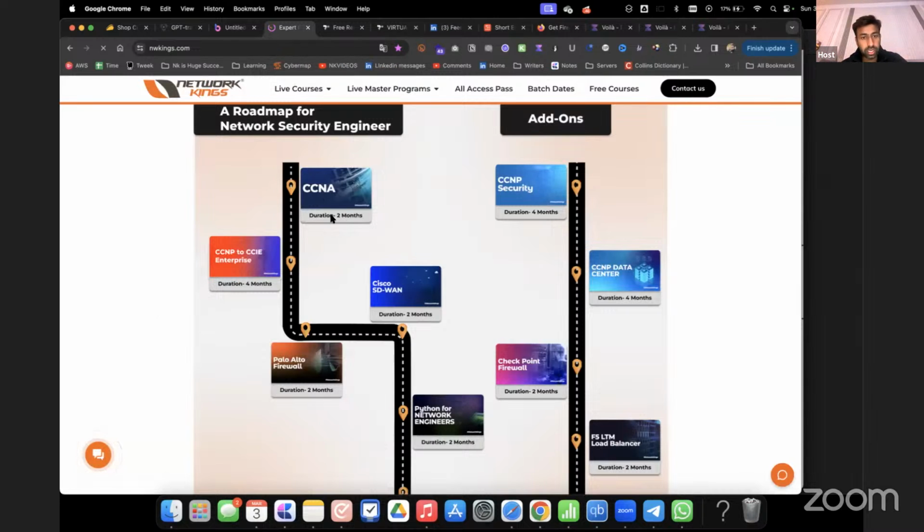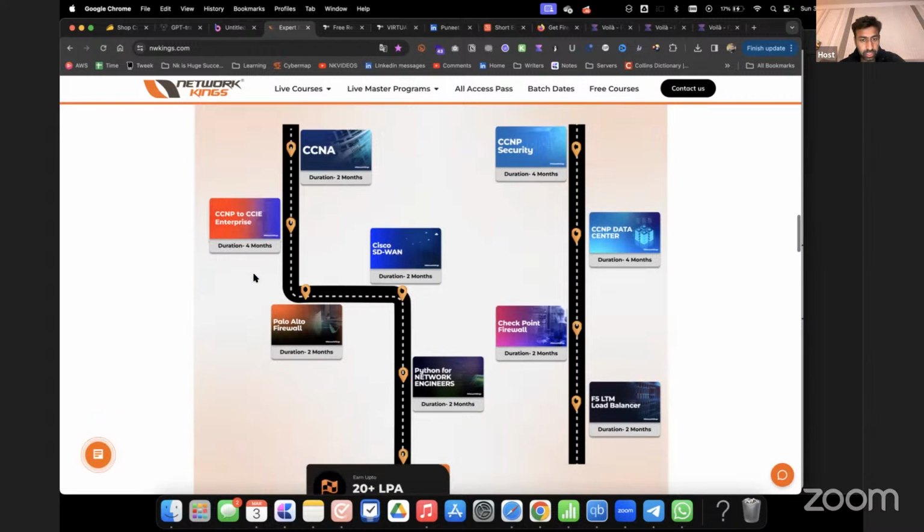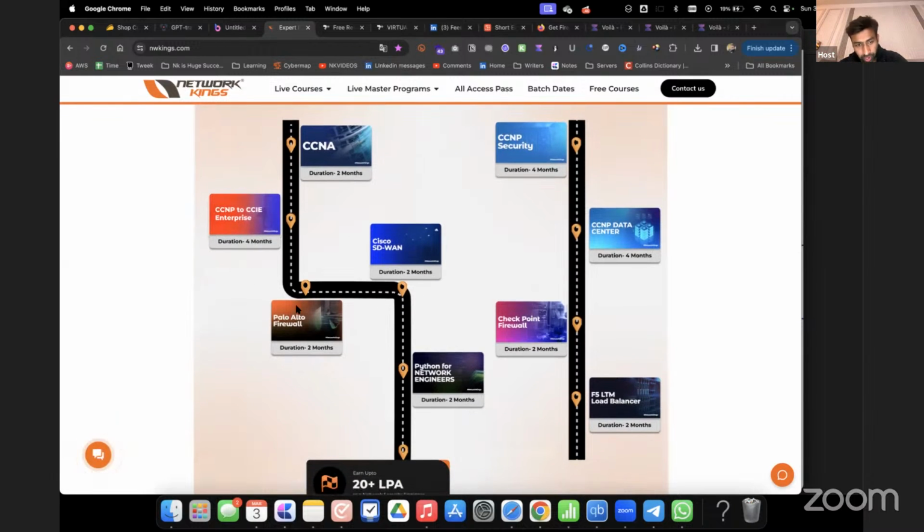So you can see, suppose you want to become a network security engineer. So first you can start with the CCNA, then you can go for the CCNP, then you go for some firewall like Palo Alto. Okay, then after that SD-WAN, then after that network automation. So in approximately 1 year, and if you are a slow learner, it's okay to be a slow learner. Okay, don't feel like you are not capable.